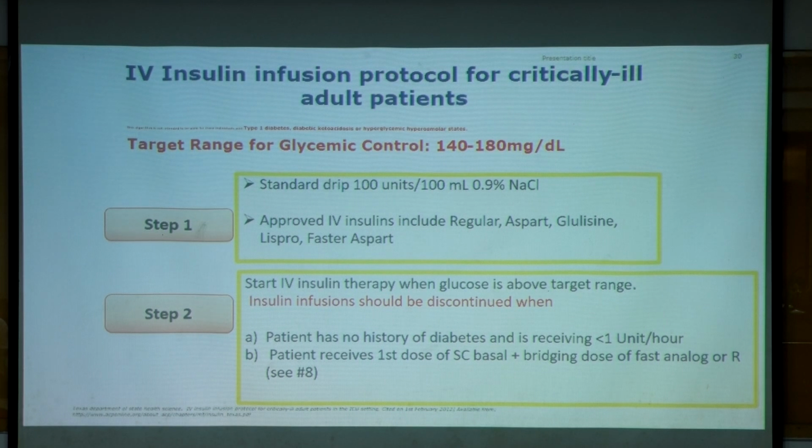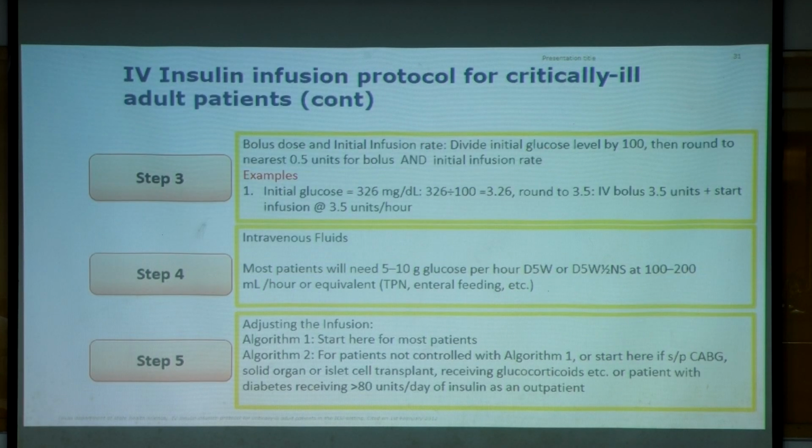Start IV insulin therapy when glucose is above the target level, and insulin infusions should be discontinued when the patient has no history of diabetes and is receiving less than 1 unit. When you calculate 325 by 100, if the insulin level comes to less than 1 unit, stop insulin therapy. This is step 2. And step 3, bolus dose and initiation of insulin infusion.